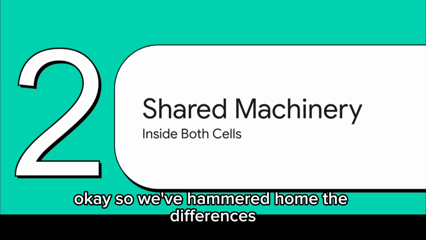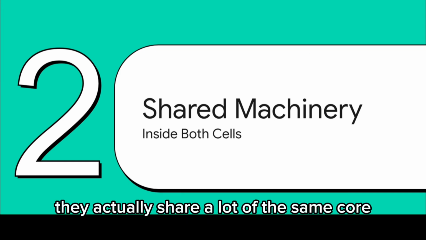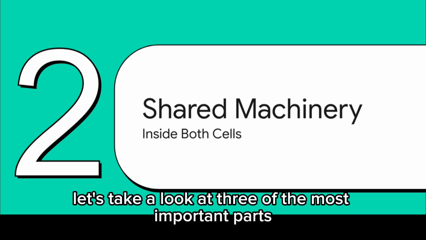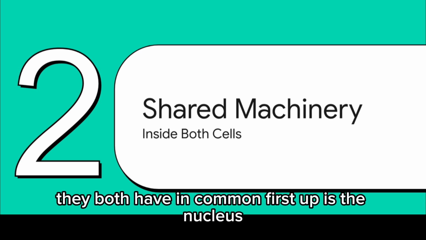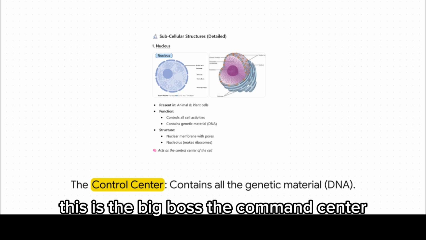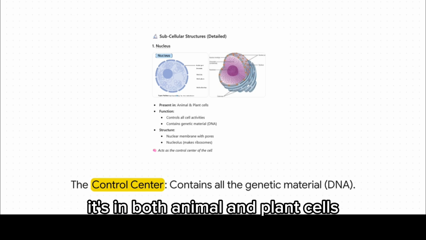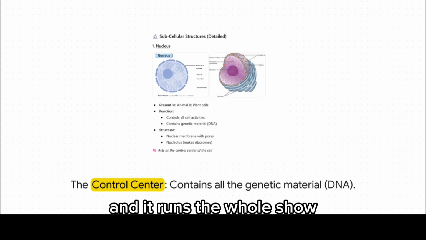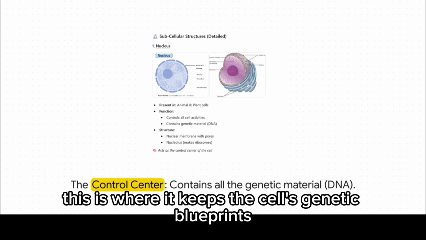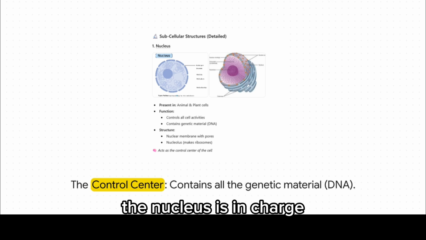Okay, so we've hammered home the differences, but they're not total opposites. They actually share a lot of the same core machinery that keeps them running. So let's take a look at 3 of the most important parts they both have in common. First up is the nucleus. This is the big boss, the command center, the brain of the cell, whatever you want to call it. It's in both animal and plant cells, and it runs the whole show. And most importantly, this is where it keeps the cell's genetic blueprints, the DNA. Bottom line, the nucleus is in charge.